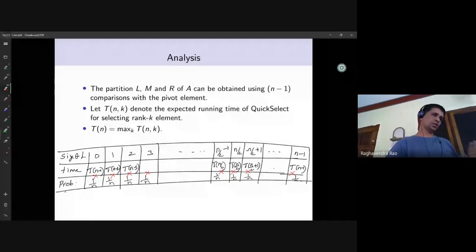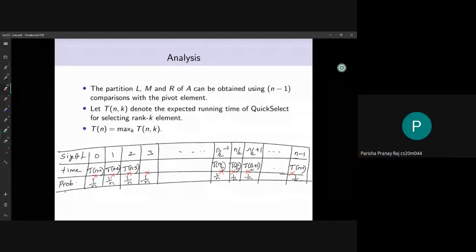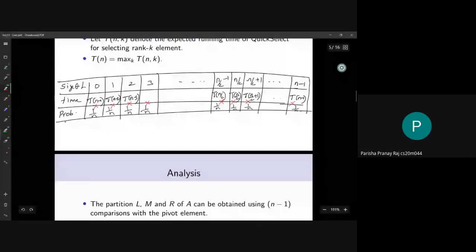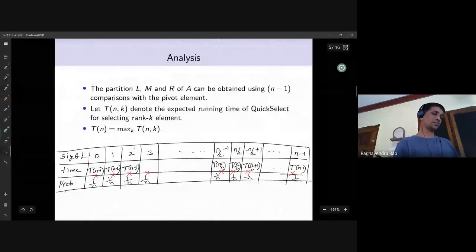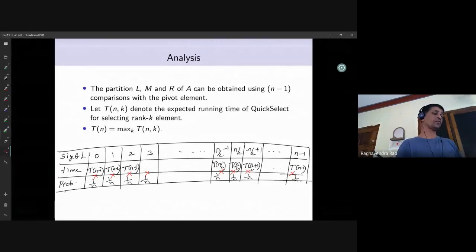Okay, so we'll just write this formally. The probability is the probability of choosing the pivot, right? Yes, the probability of size of L being 0, size of L being 1, and so on, which is equivalent to saying rank of pivot is 1, rank of pivot is 2, rank of pivot is 3, etc. Rank of pivot is n.